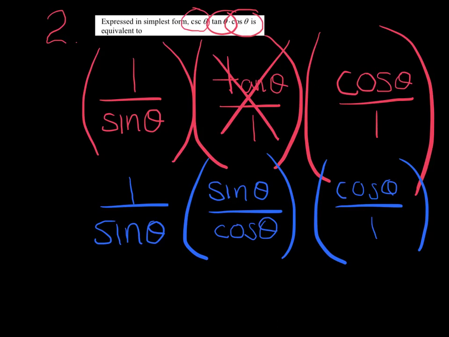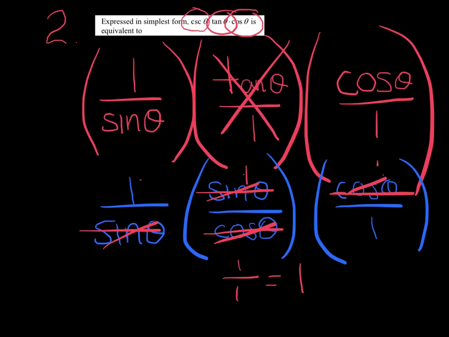And now look what happens. I have a sine on the bottom and a sine on top, a cosine on the bottom and a cosine on top. Now my answer is not nothing. I basically have 1 times 1 times 1. These cancel to a 1, of course, and these cancel to a 1. So I've got 1 over 1, which is really just 1.